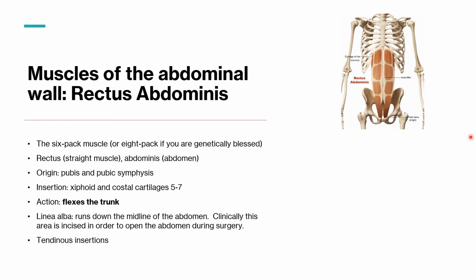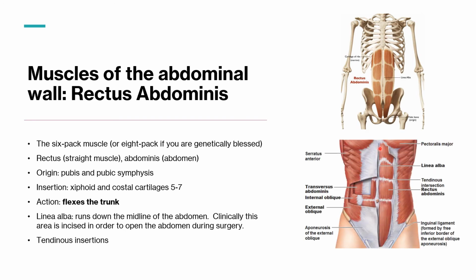It flexes the trunk. Now take a note of the linea alba, which runs down the midline of the abdomen. Clinically, this is incised in order to open the abdomen during surgery, especially if you're making a midline incision. Also note the tendinous insertions, which add to that six-pack look. It actually gives the rectus abdominis that six-pack look that people love.